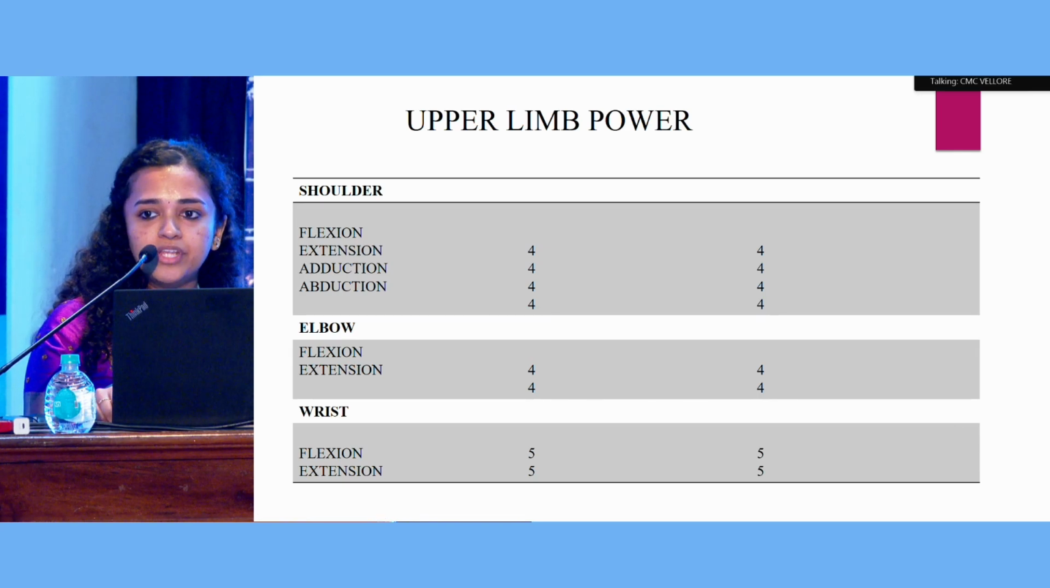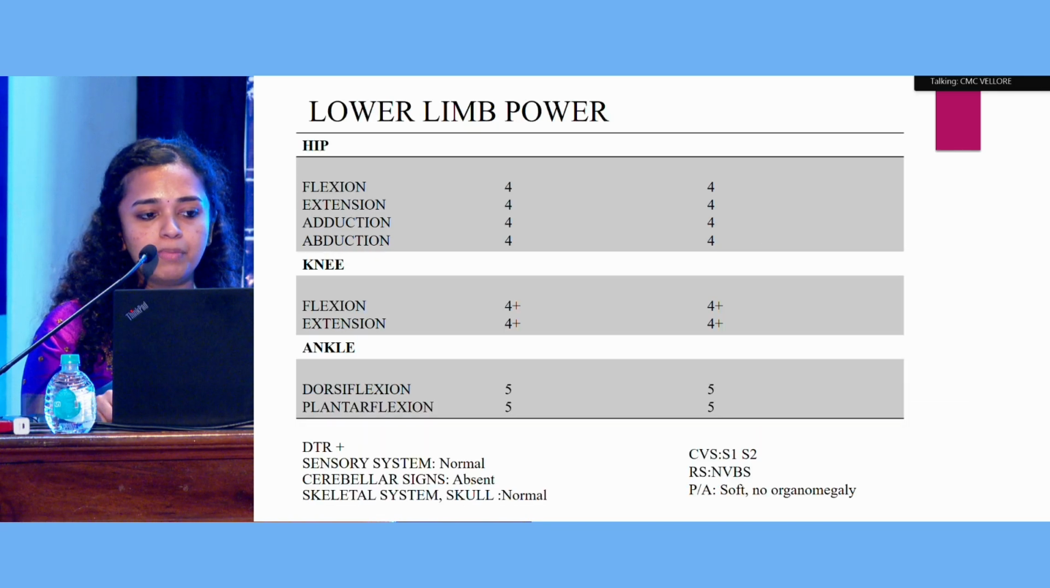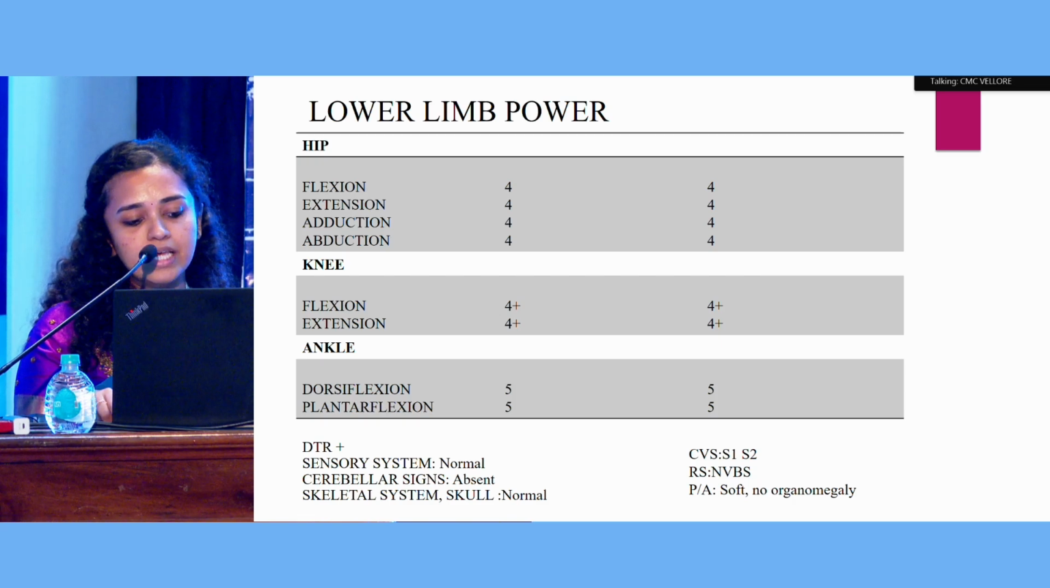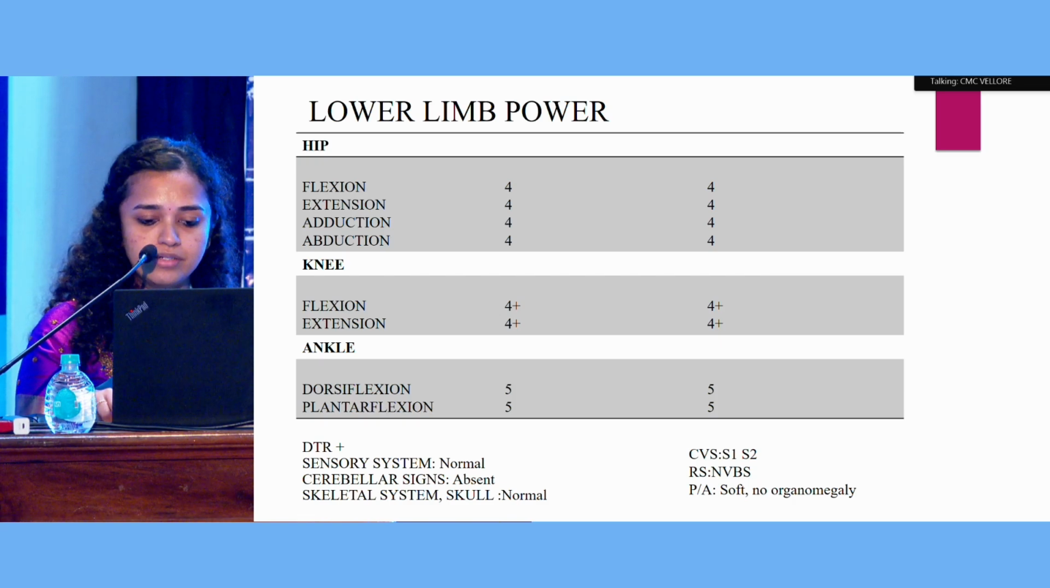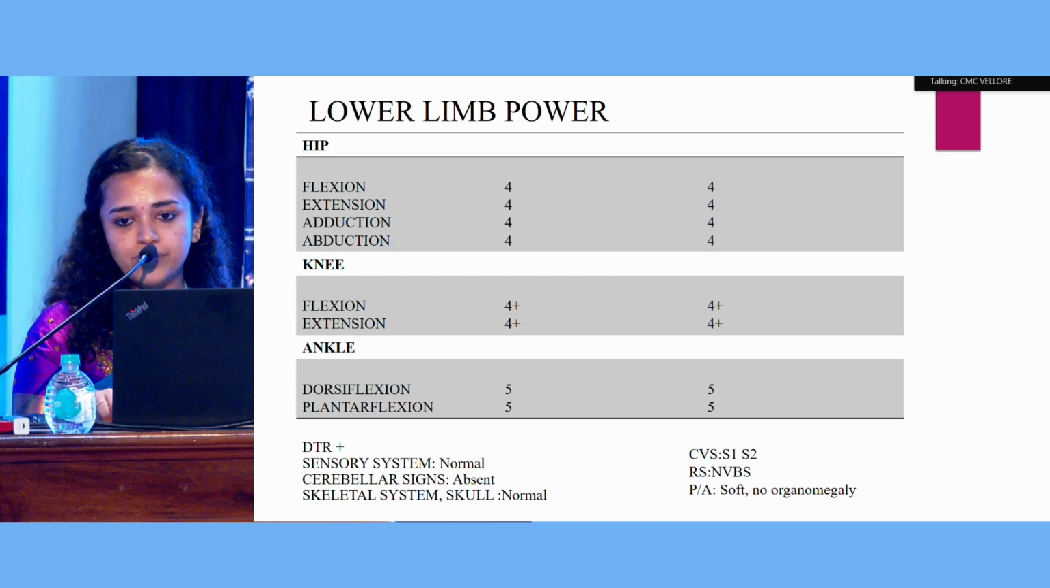So examination showed symmetrical proximal weakness, predominantly involving the proximal and intermediate group of muscles, both in the upper as well as the lower limbs. His reflexes were preserved. The other systems, including sensory, cerebellar, and skeletal, spine, cranium, were all normal. Cardiovascular and respiratory examination was normal, and there was no evidence of organomegaly.